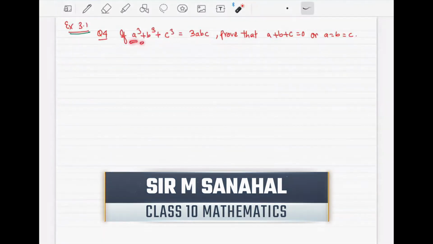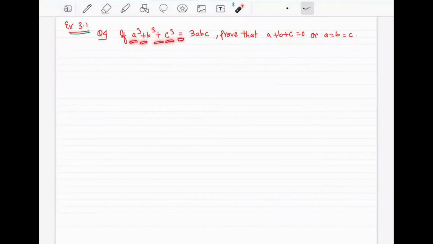We have a cube plus b cube plus c cube is equal to thrice abc. We have to prove a plus b plus c equal to 0, or a is equal to b is equal to c. Before we try to obtain the solution for this, first of all, we need to know two concepts that you have already learned. I'm just reminding it to you all.